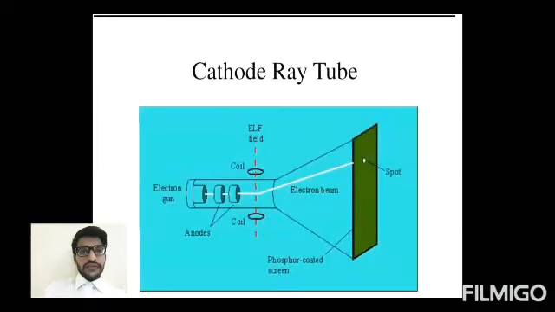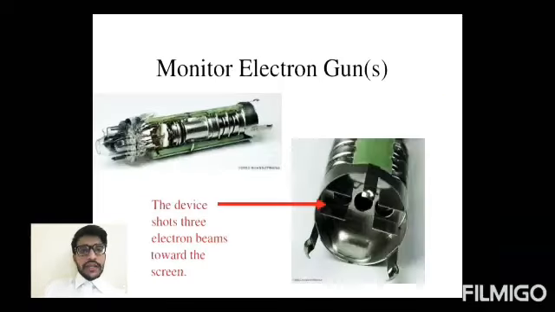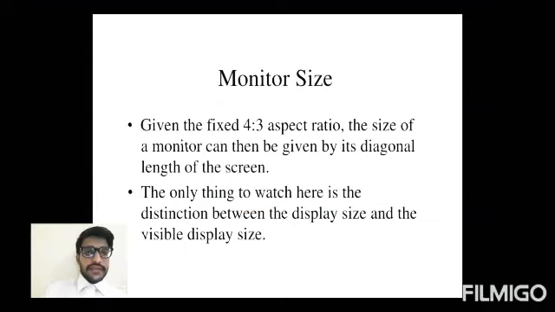Cathode ray tubes, here are the electron guns. The device shoots three electron beams toward a screen. Next, the monitor size. Given a fixed aspect ratio, the size of the monitor can then be given by the diagonal length of the screen. The only thing to watch here is the difference between the display size and the visible display.